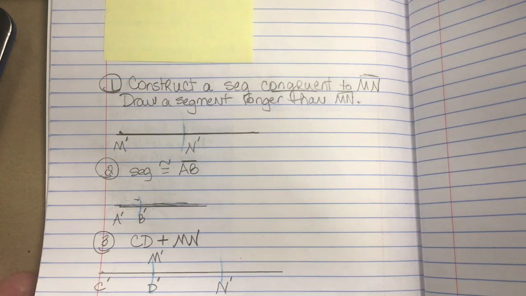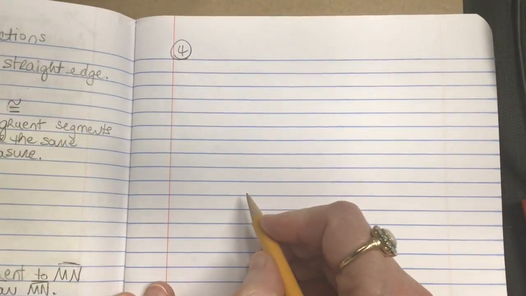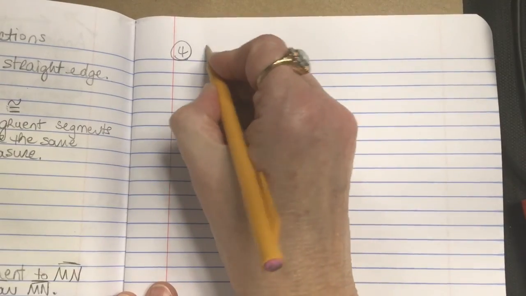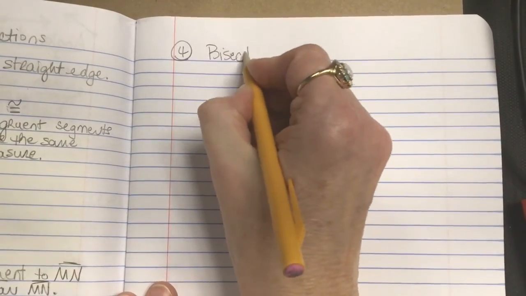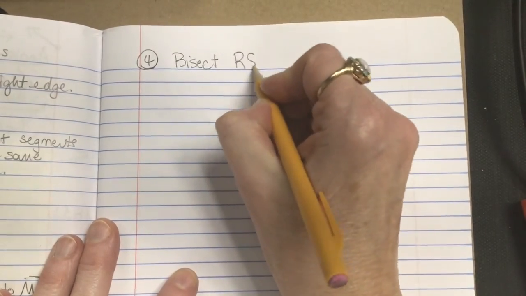Okay, one more. Everybody good? Those are pretty easy. Last one is not hard. It's just interesting. It's a very neat one. Top of page 17. We're going to bisect, and I didn't give you this segment, so we'll use our ruler to draw it. Bisect, and we'll draw a segment RS in just a minute.